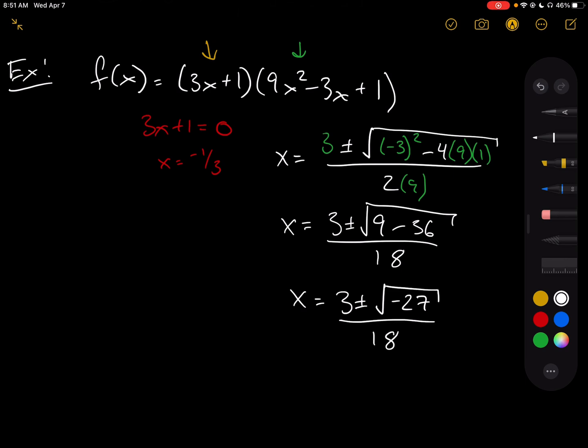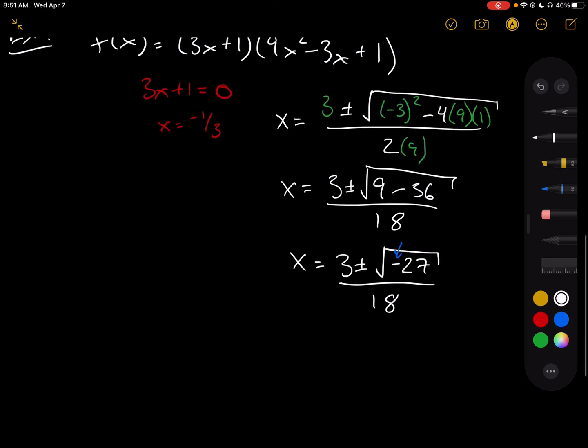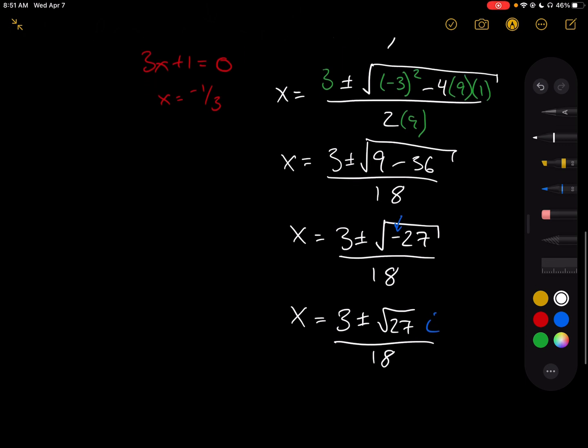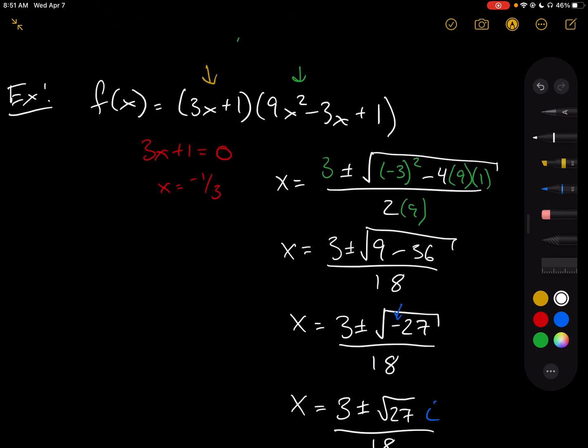over 18. And then this will be a little bit of a reminder, but whenever we've got the square root of a negative number, we can pull that negative out as an imaginary number. So we are in fact seeing that this is not only irrational, but it's also imaginary. Square root of 27i over 18. And you could potentially do some more simplifying, but for the sake of keeping this a little bit shorter, that would be our other two zeros for this third degree function that's split up into the linear term as well as the remaining quadratic.